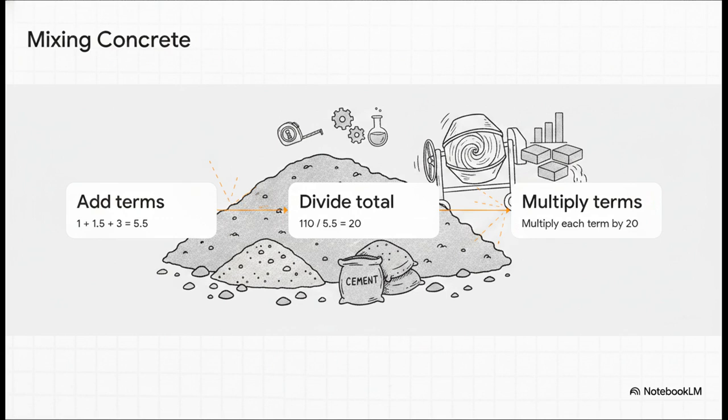1 plus 1.5 plus 3, which gives us 5.5. Next, you take your total required units, 110, and divide it by that sum of 5.5. That gives you 20. And that 20, that is your magic multiplier. Finally, you simply scale every single ingredient up by 20 times. So that means 20 units of cement, 30 units of sand, and 60 units of gravel. Perfectly balanced, structurally sound concrete.